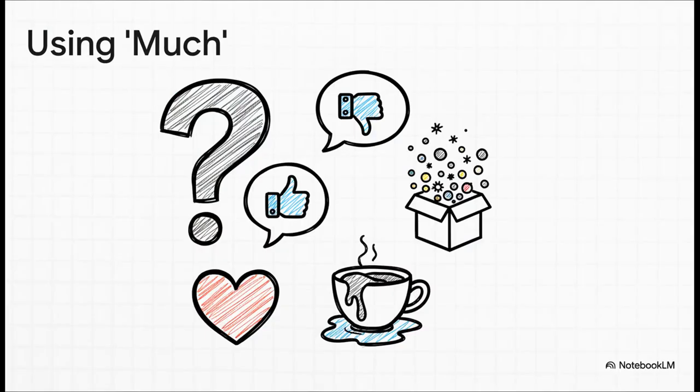But there is one little conversational trick here. In everyday speech, we mostly use "much" in questions and negative sentences. If you're making a positive statement, saying something like, "we have a lot of time," sounds way more natural than "we have much time." The big exception, though, is when you pair it with "so" or "too." "He has so much patience" sounds totally fine.